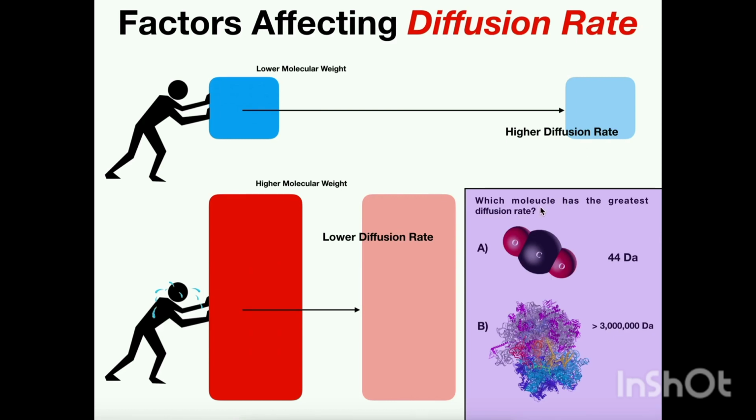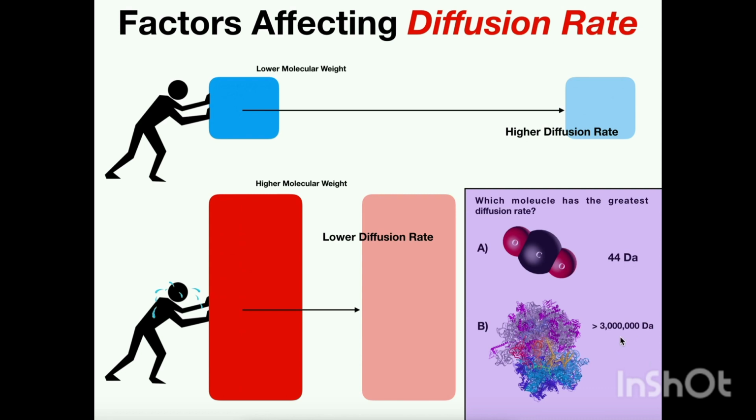Here's kind of a question just to illustrate the point. Which molecule shown here has the greatest diffusion rate? So A, we have a molecule of carbon dioxide. This has a molecular weight of 44 Daltons. Actually, Dalton is a type of unit that we use to describe molecular weight. Down here is a ribosome. Ribosomes have just over a molecular weight of 3 million Daltons. So I purposely put this here so there's a very large discrepancy.